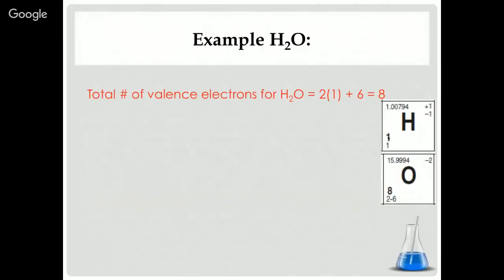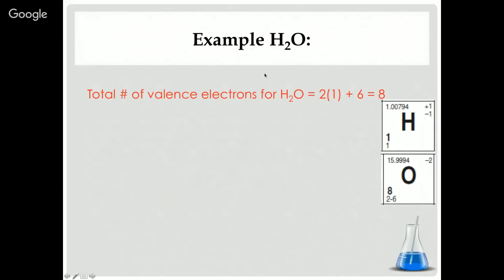Okay, so if you're given an example to draw, for example, the dot diagram for water, H2O. For any covalent compound, the first thing that you want to do is add up the total number of valence electrons. So oxygen is going to be 6 valence electrons, hydrogen is 1, and since there are 2 of them, 1 times 2 gives me 2, plus 6 gives me 8. So I have 8 valence electrons to deal with.